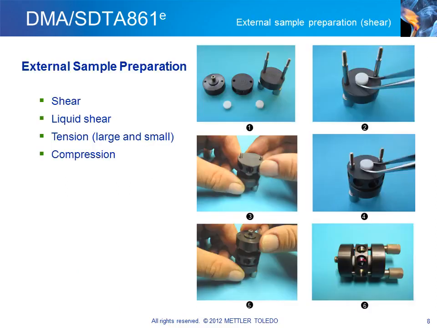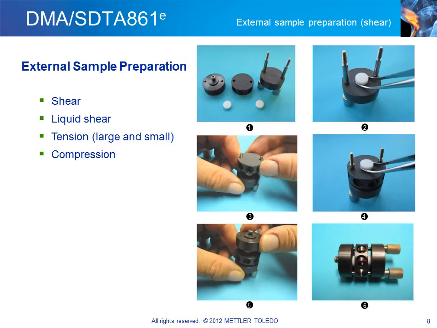Sample preparation and sample clamping or loading is crucial for achieving high-quality measurements. Mettler Toledo has paid a great deal of attention to this aspect and has developed the technique of external sample preparation for the different modes of measurement. The slide illustrates how a sample is loaded into the shear sample holder. Image 1 shows its individual parts. It consists of 3 discs and 2 guide pins that initially hold the discs together. The method requires 2 sample specimens of equal size.